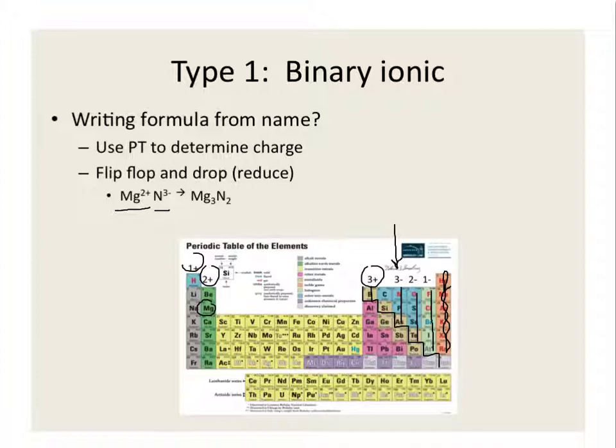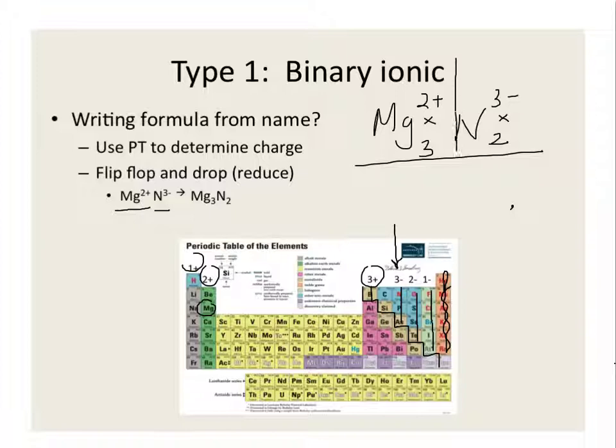And in order for the entire compound to have a 0 charge, I'm going to need 3 magnesiums. So if you follow over here, magnesium, remember, has a 2 plus charge, and I'm going to need 3 of those. And if I had the nitrogen with the 3 minus charge, I'm going to need 2 of those, because look what happens if I multiply these, and I kind of have a line down the middle.